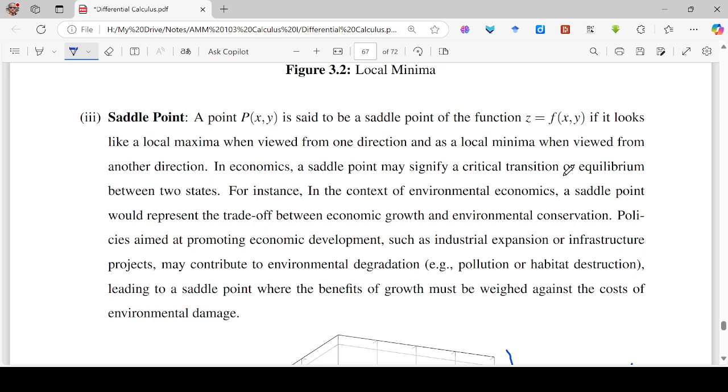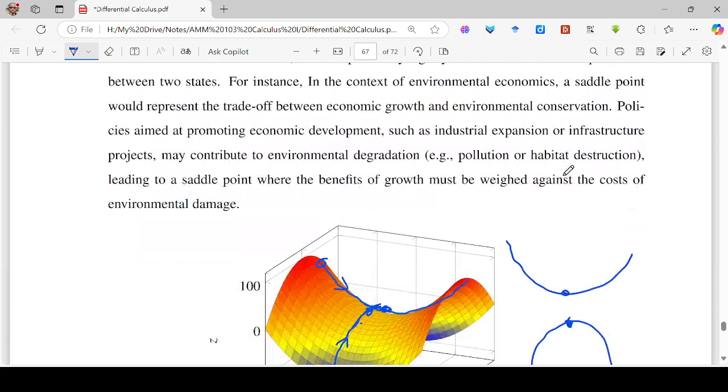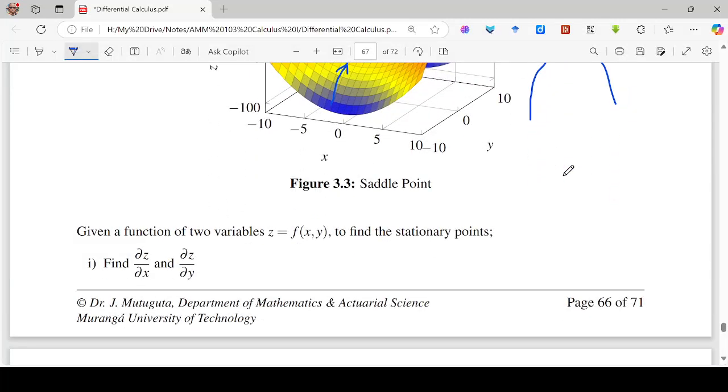Remember that policies aimed at promoting economic development, such as industrial expansion or infrastructure projects, may contribute to environmental degradation, for example pollution or habitat destruction, leading to a saddle point where the benefit of growth may be weighed against the cost of environmental damage. Such a point is what we are calling a saddle point.